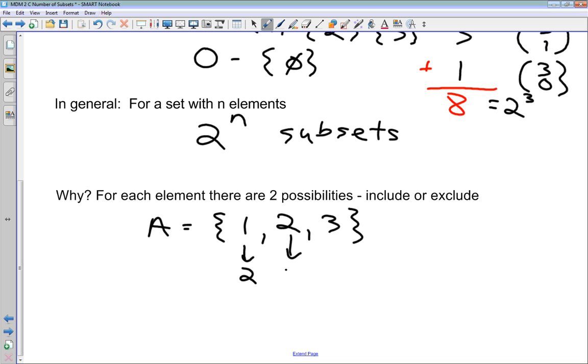The 2 can be in our subset or not in our subset, 2 possibilities for 2. The 3 can be in or out. Sorry, 2 possibilities for the 3, in or out. So by our fundamental counting principle that we did back in Unit 1, our total possibilities are just multiplying all these things together.